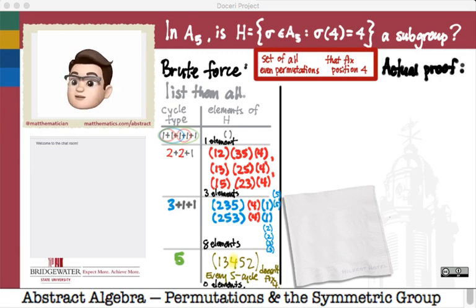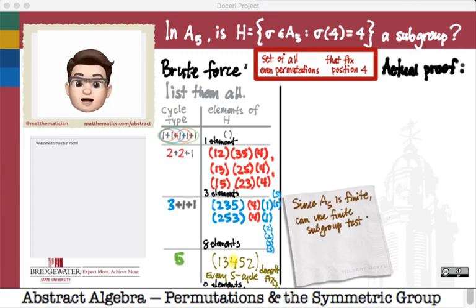If we've got the hunch that this is a subgroup, let's use one of our subgroup tests. Because A5 is a finite group, finite because its parent group S5 is also finite, we can use the finite subgroup test. The great part about the finite subgroup test is that it's a theorem that tells me that for finite subsets of a group, the only property we need to verify is closure. If we verify closure, then inside of a finite group, the inverse property and identity property are automatically satisfied.